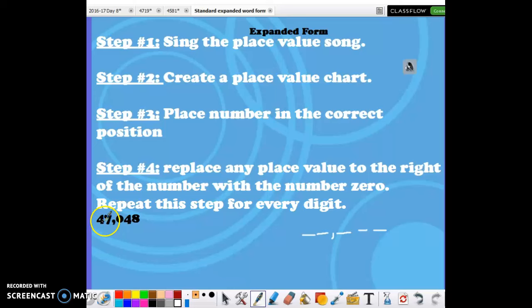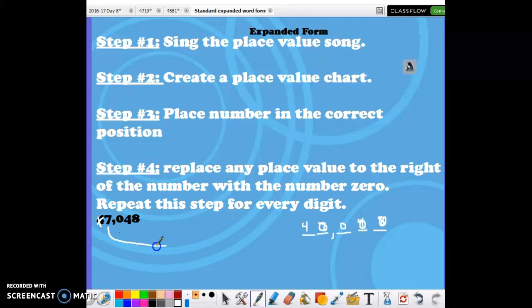And I take each individual number, for example, like the 4, and I can place it on individual place value lines. The 7 would be on the thousands place value, the 0 in the hundreds, the 4 in the tens, and the 8 in the ones. Now, step 4 tells me to replace any place value to the right of the number I'm looking at with a 0 and repeat for every digit. So the 7 is actually 0, this 0 remains a 0, this 4 is now a 0, and this 8 is now a 0. But I'm not done because I've only taken care of the first digit in the 10,000s place value.